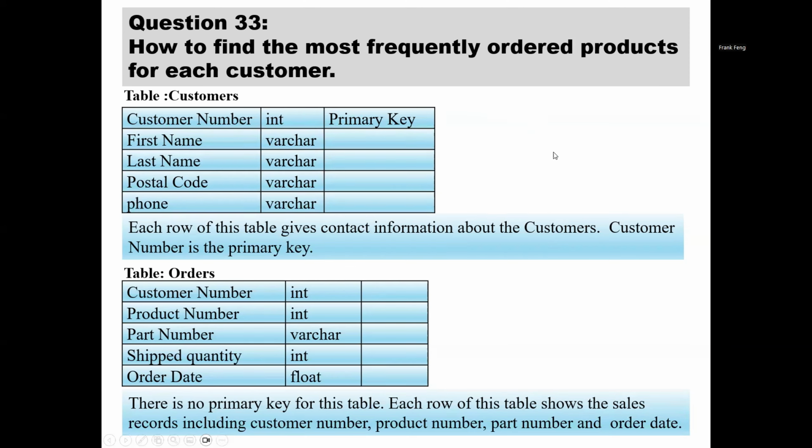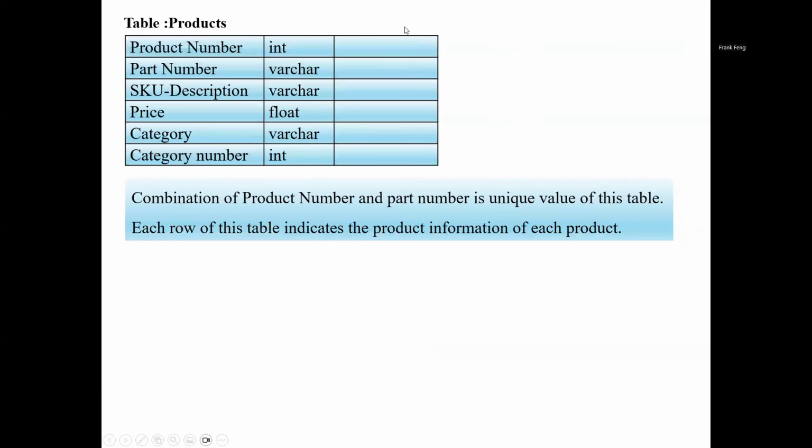We have three tables. Customers contains customer details like customer number, first name, postal code, and phone, etc. Customer number is the primary key. Orders stores customer purchases with product numbers, part numbers, shipped quantities, and order dates. There is no primary key in the orders table, and each record represents a sales record. Products includes product details like SKU description, category, and price. Combination of product number and part number uniquely identify the product.